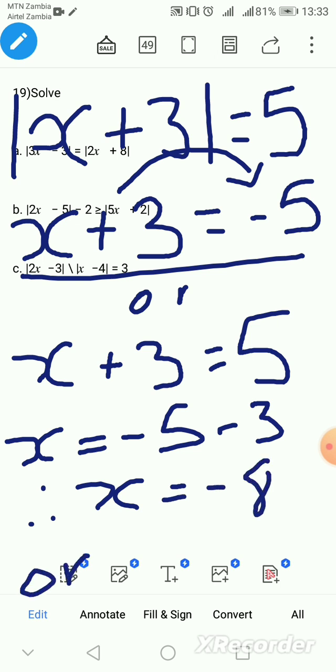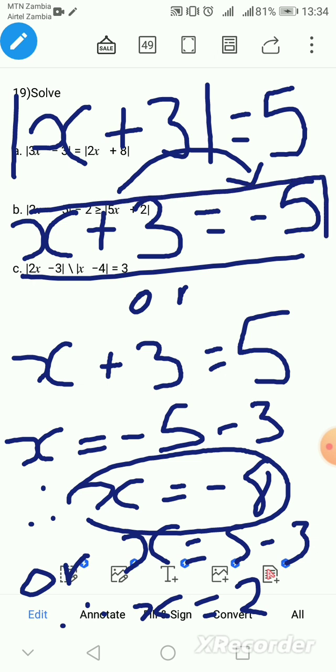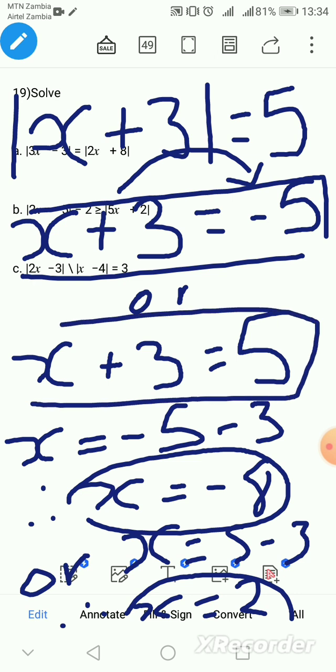Or for the other scenario where x plus 3 is equal to 5, it simply means x is equal to 5 minus 3, and therefore x is equal to 2. So we'll find that for every modulus equation that we solve, we'll have two outcomes. The first outcome comes from the equation with a negative solution, and the second outcome comes from the equation with a positive solution.